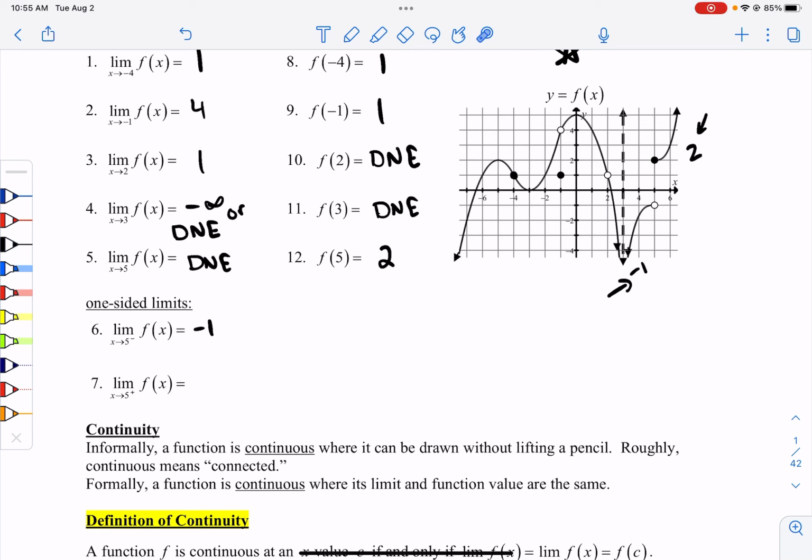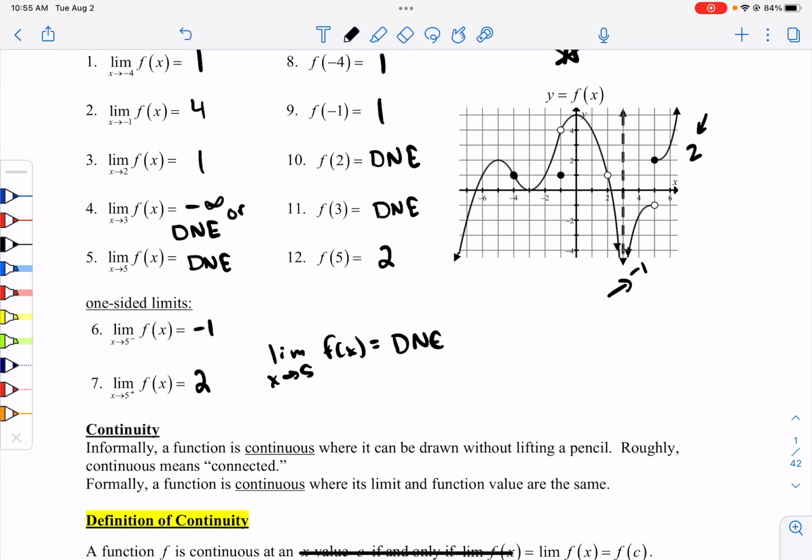Now, if I'm approaching 5 from the right, if I look at number 7, x is approaching 5 from the right, and I'm getting closer and closer to the value of 2. Those are not the same thing. They exist separately. The limit on the left exists, and the limit on the right exists, but I cannot say that as x approaches 5, that limit exists, because they're not approaching the same thing.